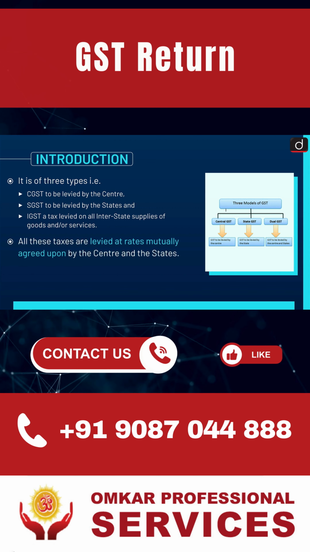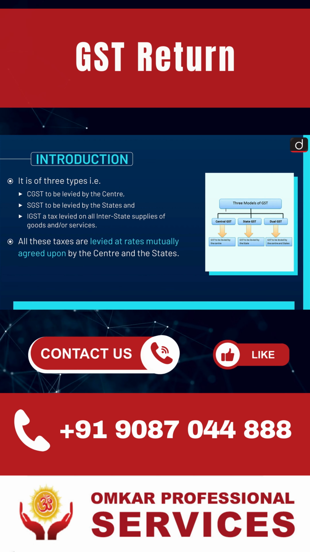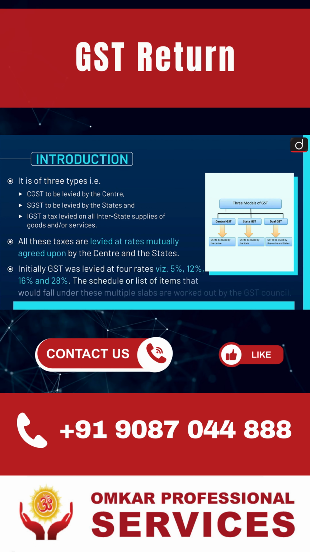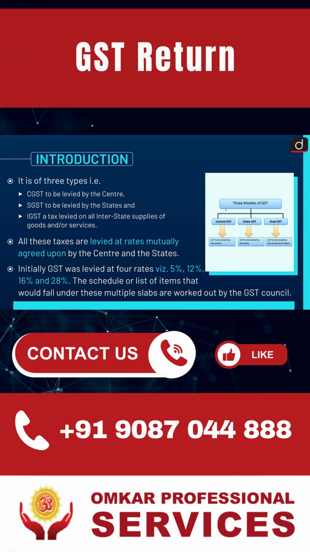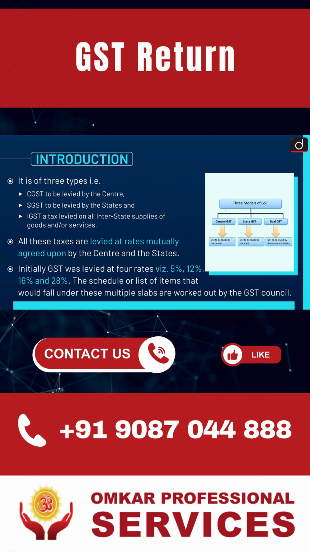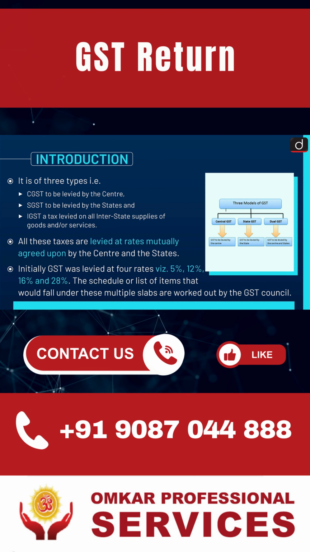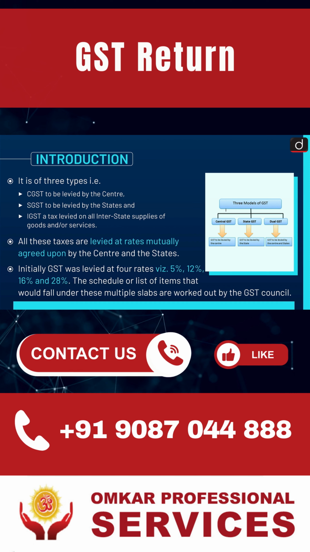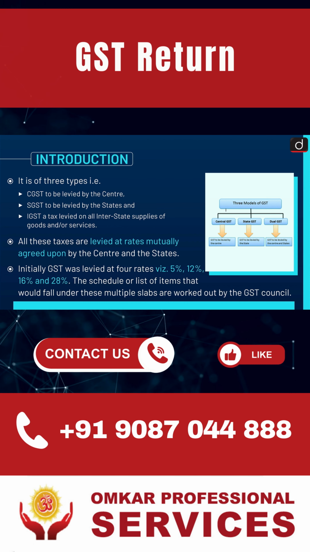All these taxes are levied at rates mutually agreed upon by the centre and the states. Initially, GST was levied at 4 rates, that is 5%, 12%, 16% and 28%. The schedule or list of items that would fall under these multiple slabs are worked out by the GST Council.